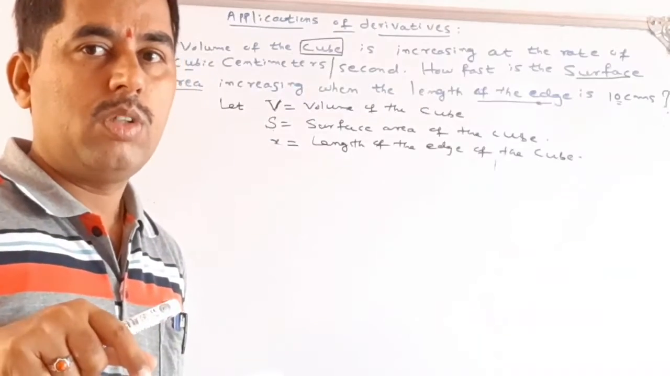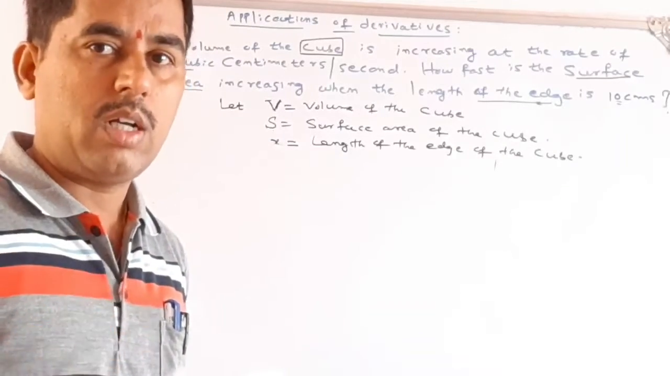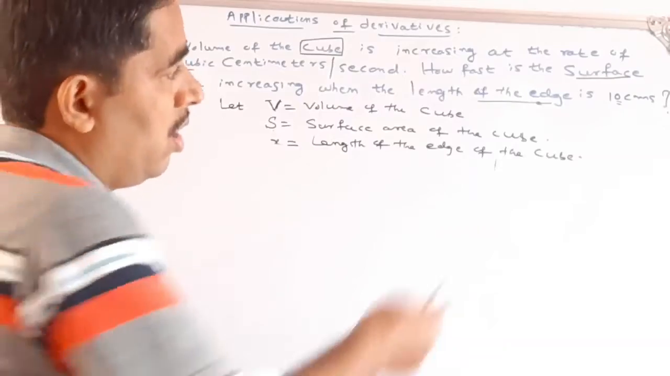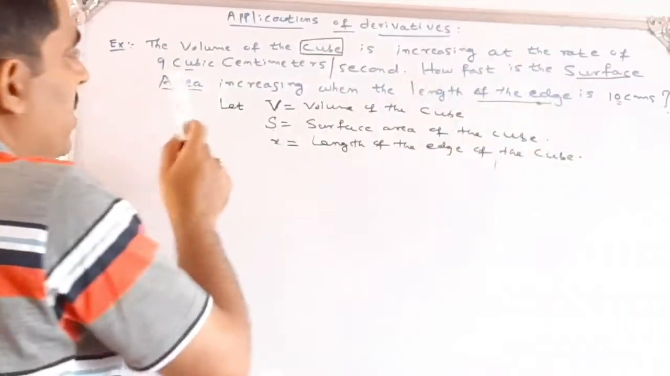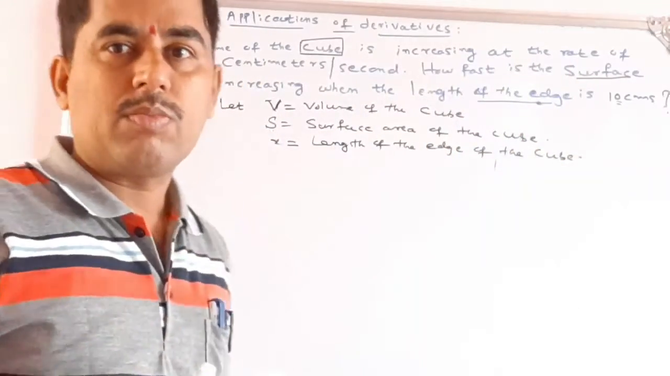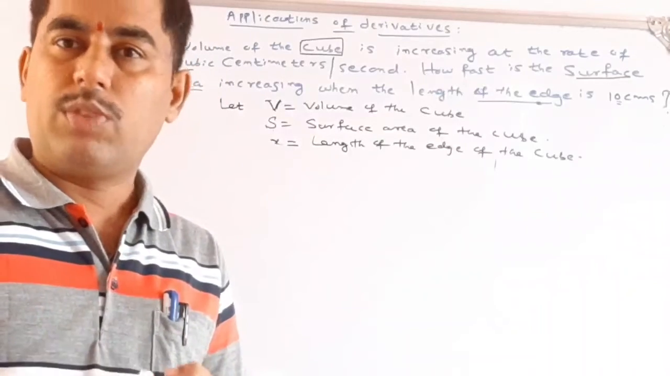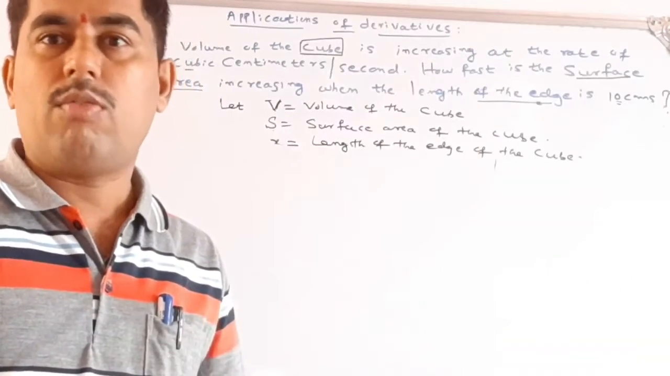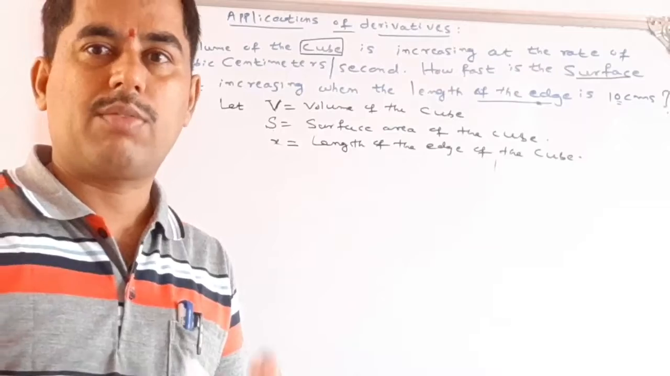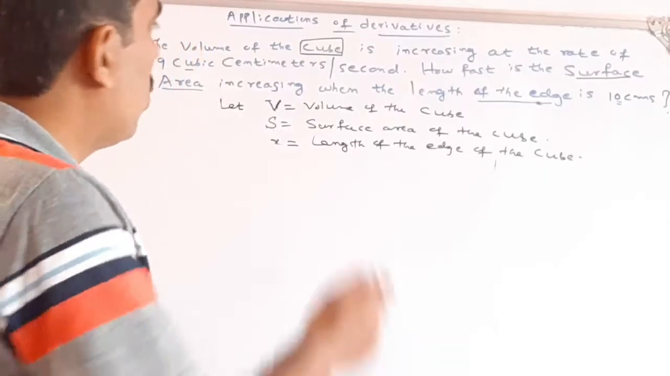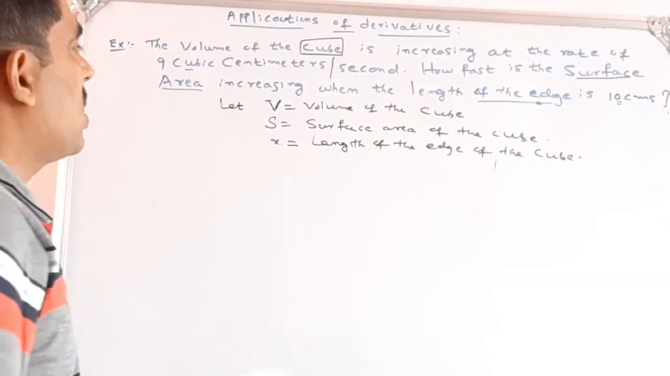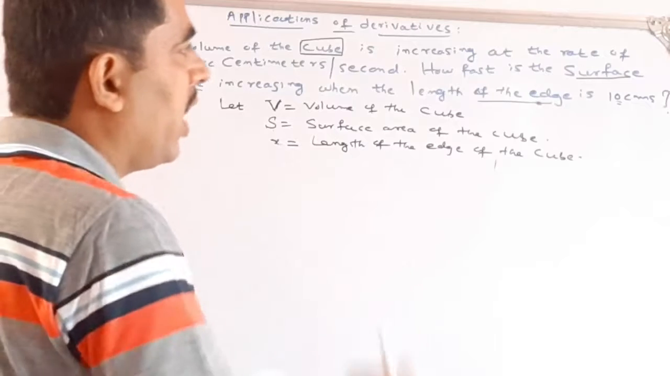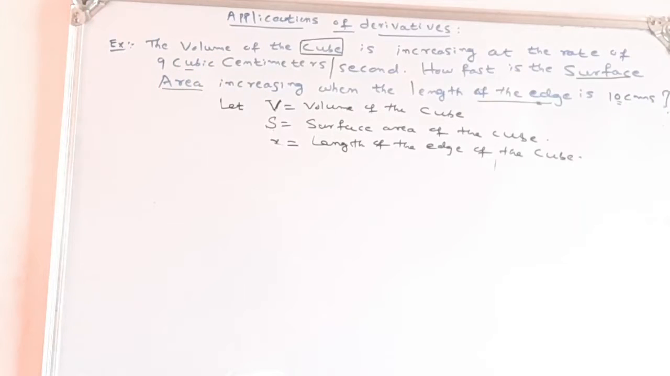The volume of the cube, which we have already used in our previous classes. Then, I underline the words surface area of the cube. So there are two things: the formula of the volume of the cube, and the formula of the surface area of the cube. We have to use both results. How fast is the surface area increasing when the length of the edge is 10 centimeters?